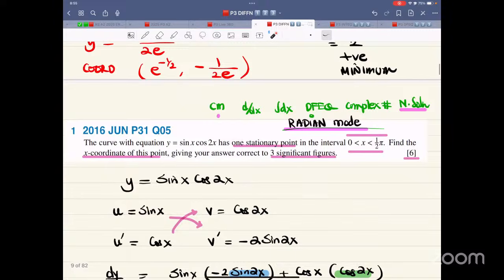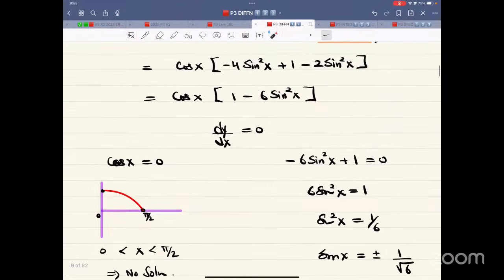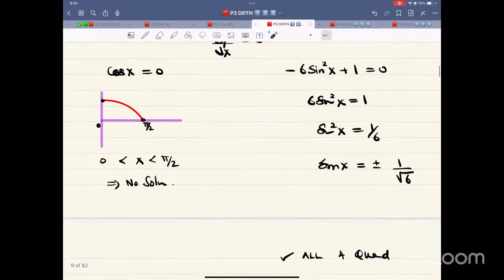What are they asking? They are asking has one stationary point in this interval. Now, we think that there might be two answers. So if I say cos x equals to 0, let me draw the portion of the graph. The whole graph is like this. I'm just drawing from 0 till pi by 2. Neither is this inclusive nor is this inclusive. Otherwise, if it was inclusive, pi by 2 could have been the answer. But because of the range, we are rejecting it.